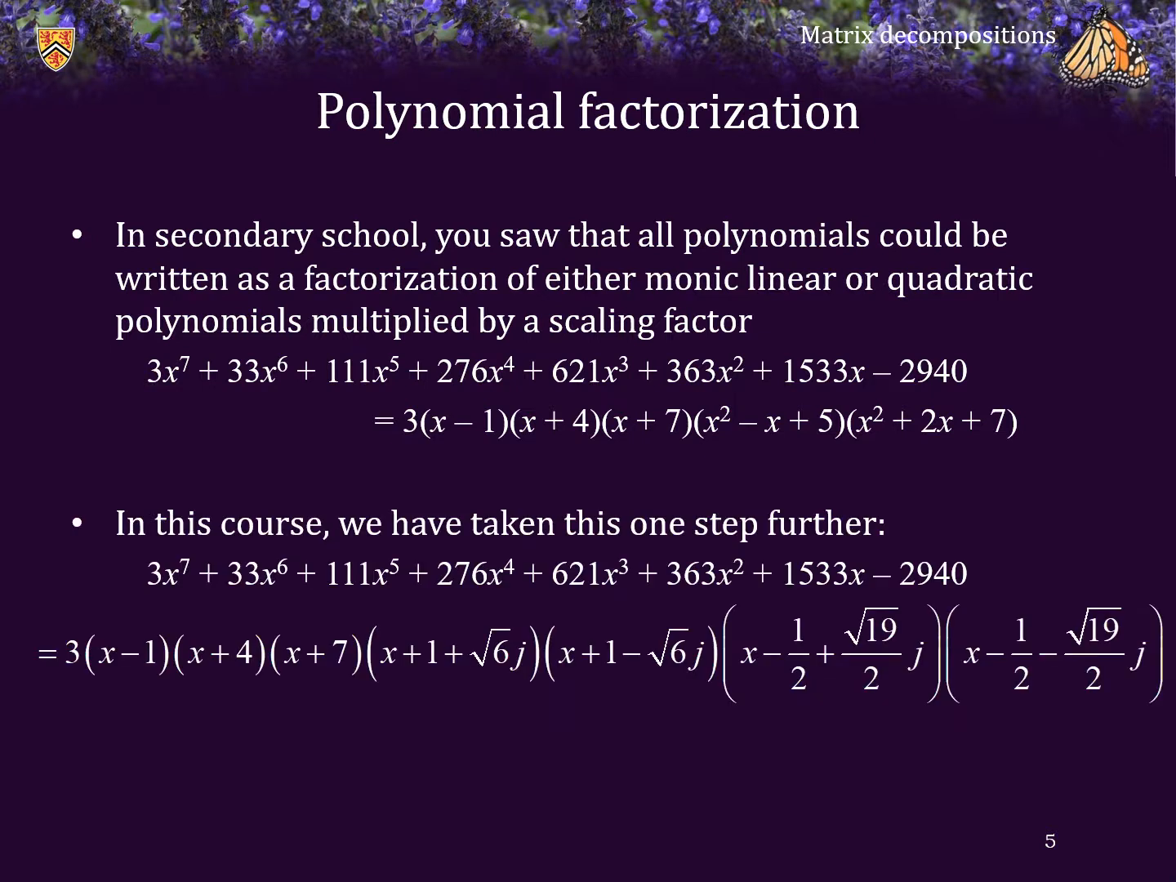In this course, we've actually taken it one step further and observed that every single polynomial has as many roots as there are degrees, and those roots may be either real or complex. So the above polynomial can be written as 3 times a product of 7 monomials, each of them representing one of the real or complex roots of the polynomial.